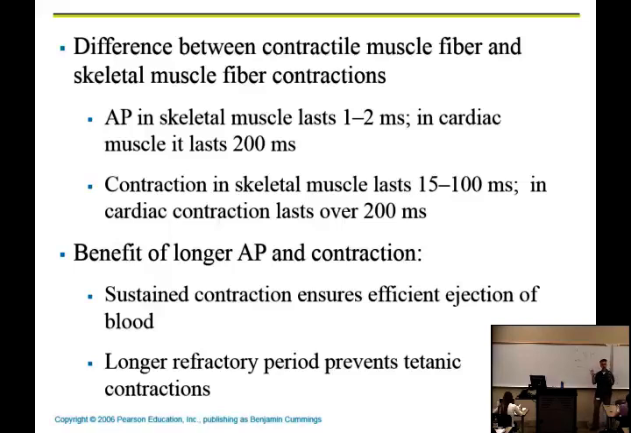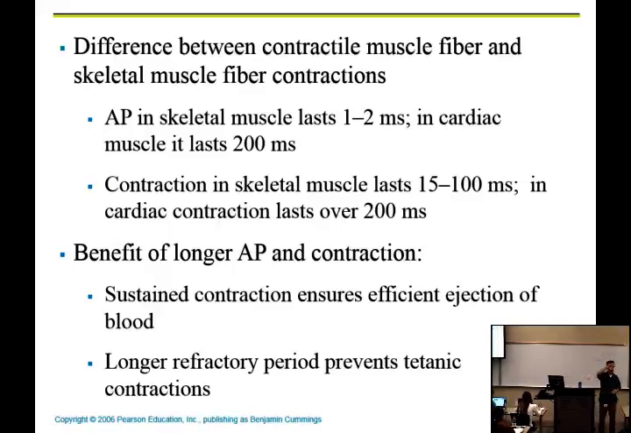You want to be able to draw those other two graphs, like in the autorhythmic cell, the one that goes back and forth and back and forth and back and forth. Be able to know what causes depolarization and repolarization, etc. Same thing for contractile cells.